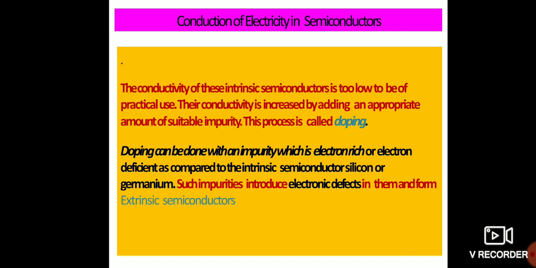The doping can be done by adding a small amount of impurity. It may be an electron-rich or electron-deficient atom as compared to the intrinsic semiconductor, that is silicon or germanium. Such impurities introduce electronic defects in them and form extrinsic semiconductors. Either these produce extra electrons or they produce holes. So these are responsible for the greater electrical conductivity of the semiconductors.